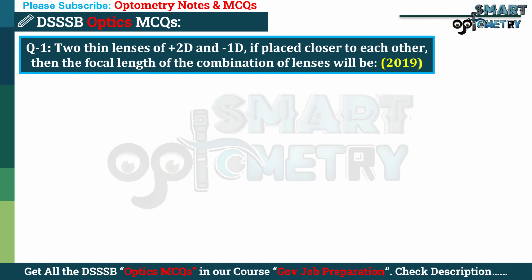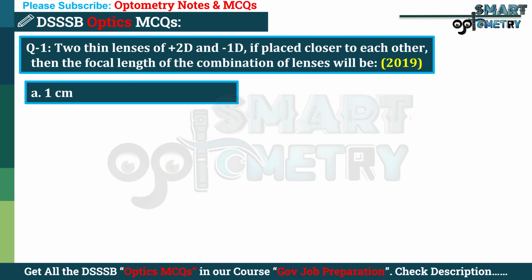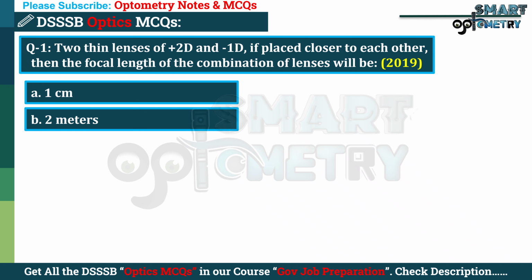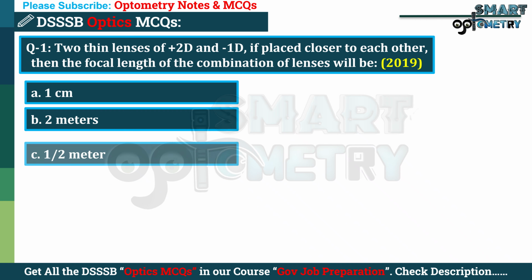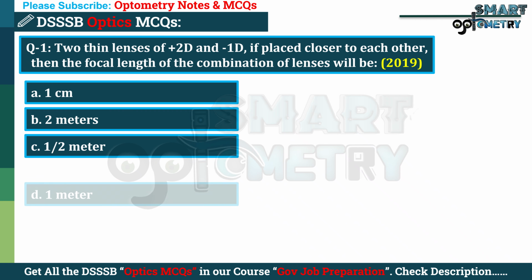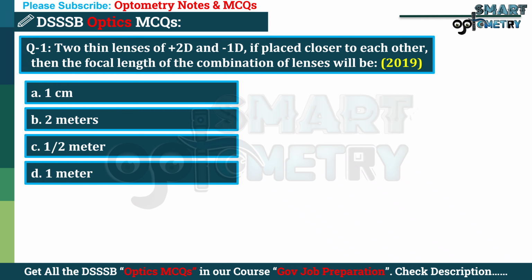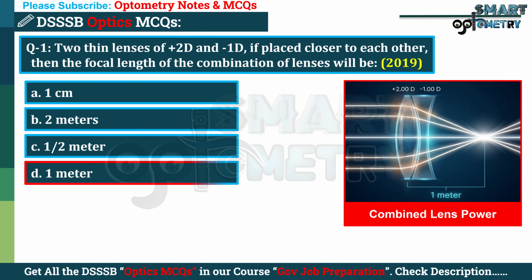Question 1. Two thin lenses of +2 diopters and -1 diopter, if placed closer to each other, then the focal length of the combination of lenses will be: Option A, 1 centimeter. Option B, 2 meters. Option C, half meter. Option D, 1 meter. The correct answer is D, 1 meter.